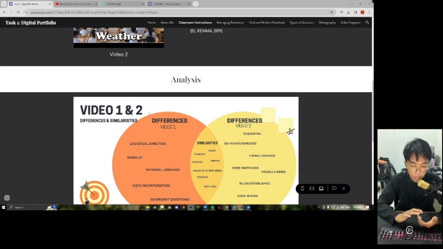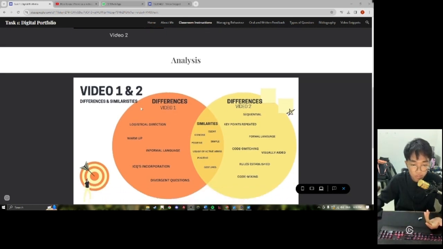There's incorporation of gestures and usage of active verbs, which is kind of the appropriate methods to give instructions in a classroom. But then if you look back at the first video and the second video, we can see the most obvious differences between these two videos is that in the second video, the teacher was using a presentation as a visual material, or he's visually aided. His lesson is visually aided.